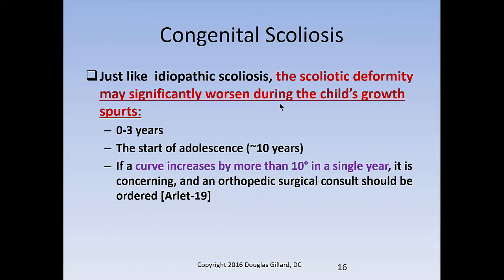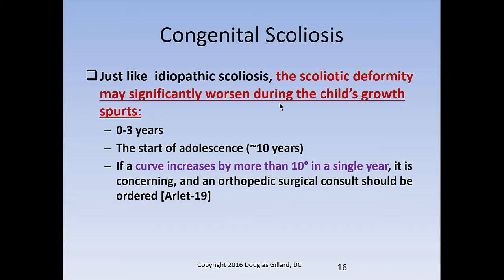Here's some rules. So when are the growth spurts? Researchers are a little off on this. I like a paper by Arlet, did a very good job. It's from the mid-2000s, but a very good paper on this. 0 to 3 is the growth spurt. I've seen 0 to 5, but 0 to 3 we'll use. First couple years we'll probably use if I ever tested you on that. And then the start of adolescence, which is about 10. Remember, some people start early. Those are the dangerous periods where you've got to watch these things like a hawk.